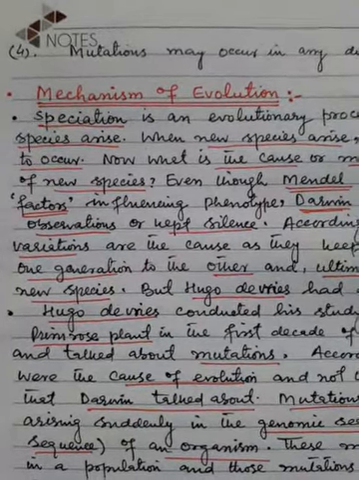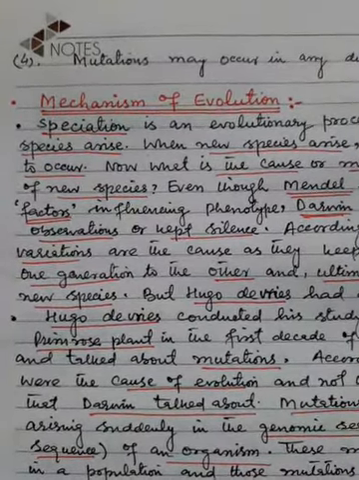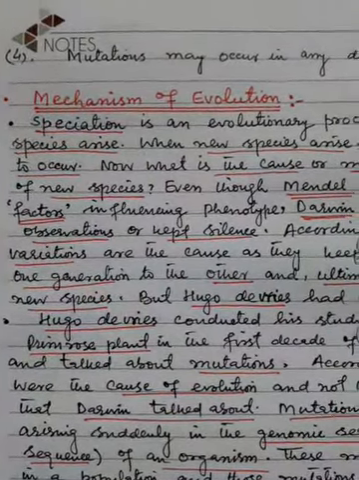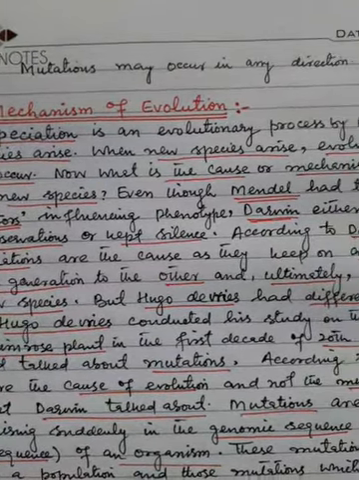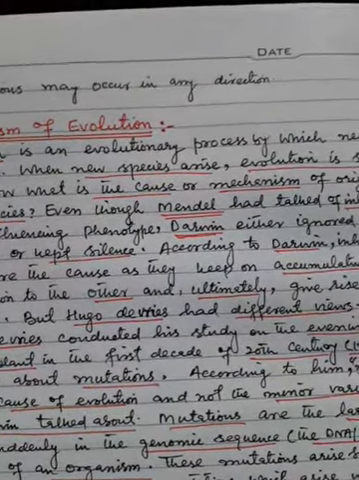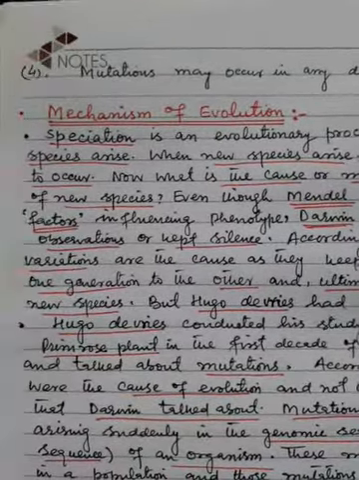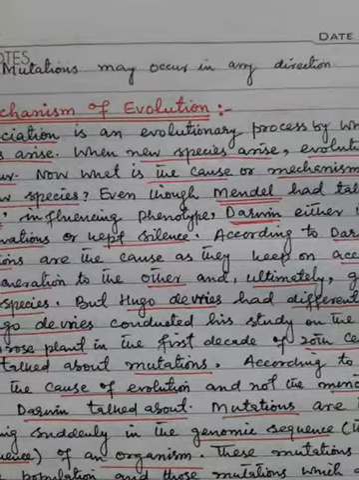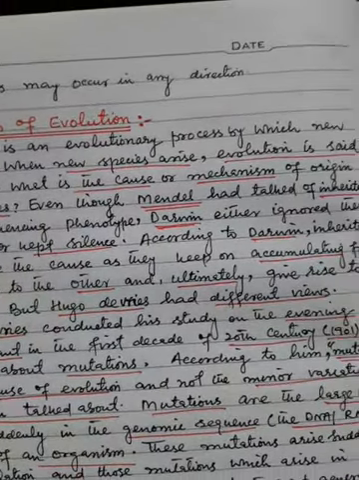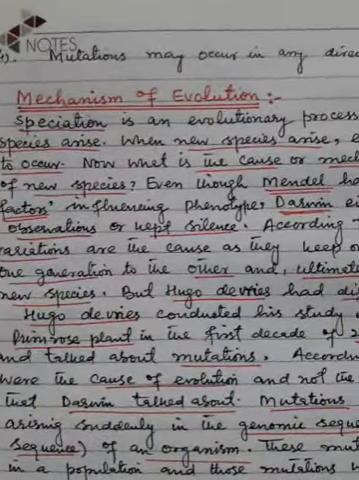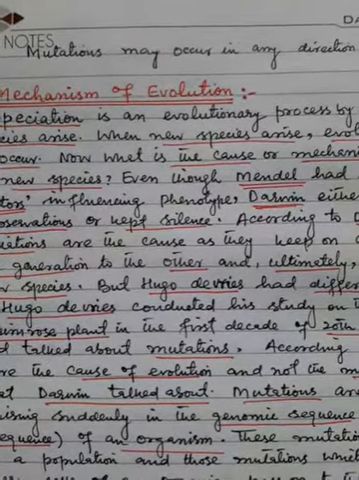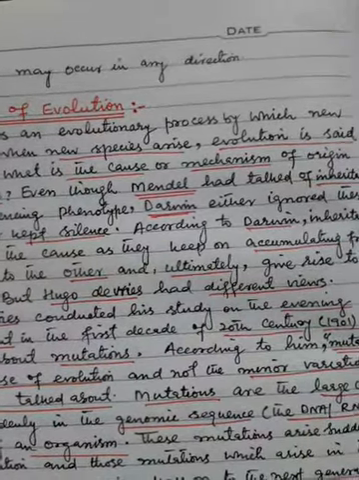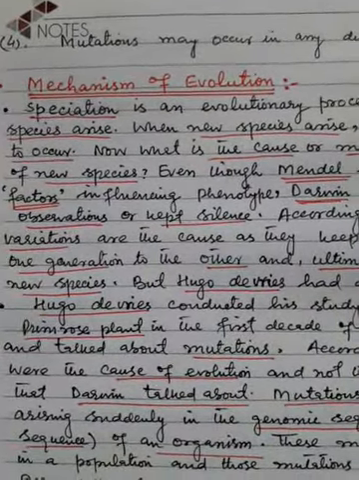Today's offline class is about the mechanism of evolution. Speciation is an evolutionary process by which new species arise. When new species arise, evolution is said to occur. Now, what is the cause or mechanism of origin of new species?